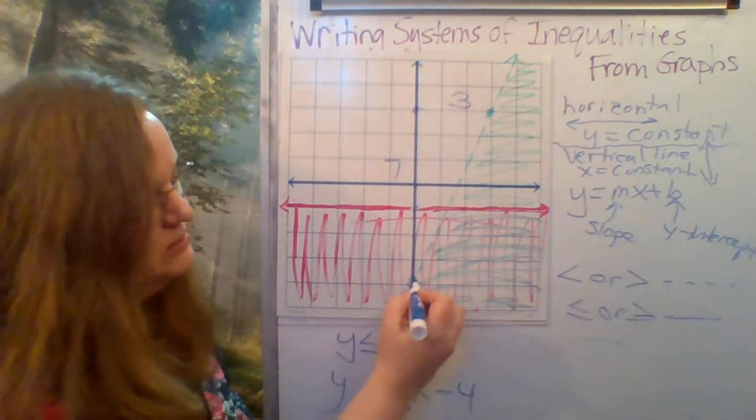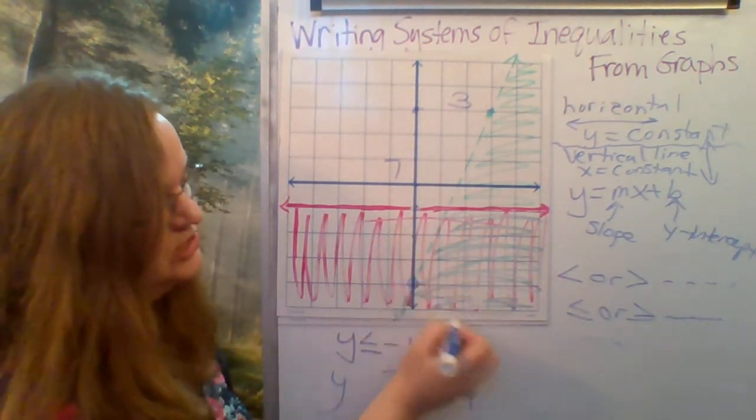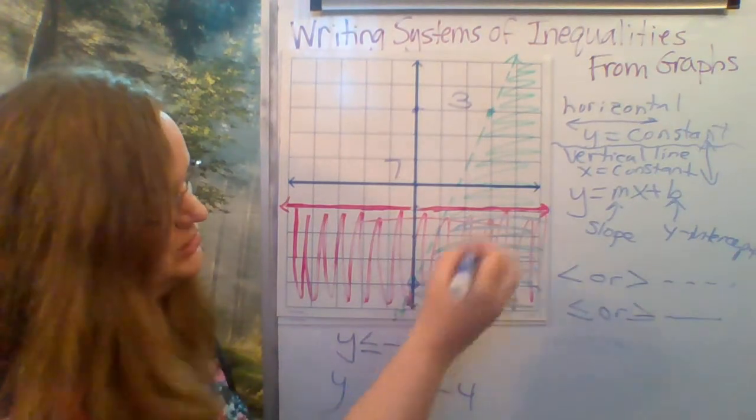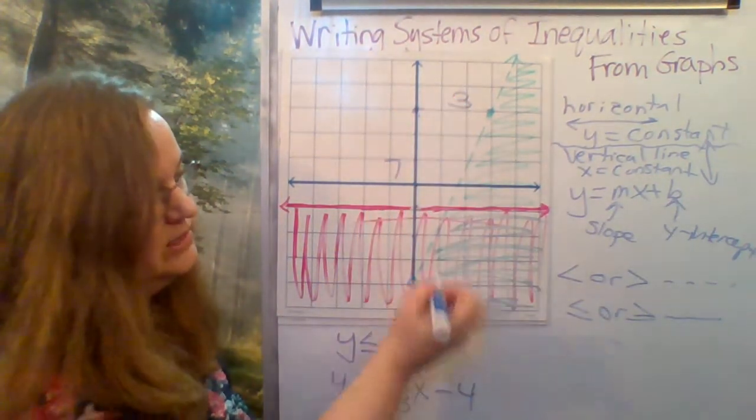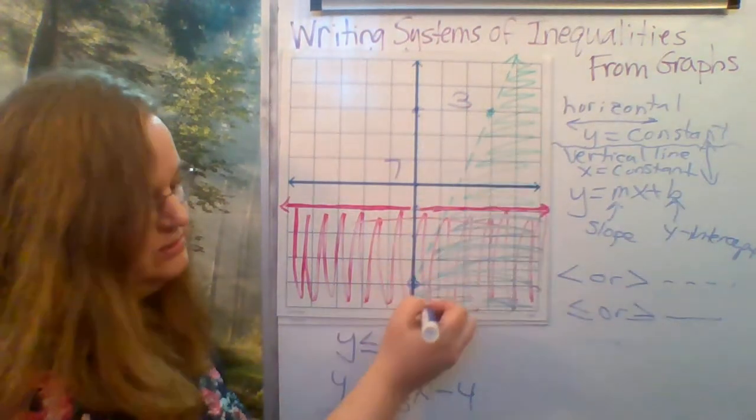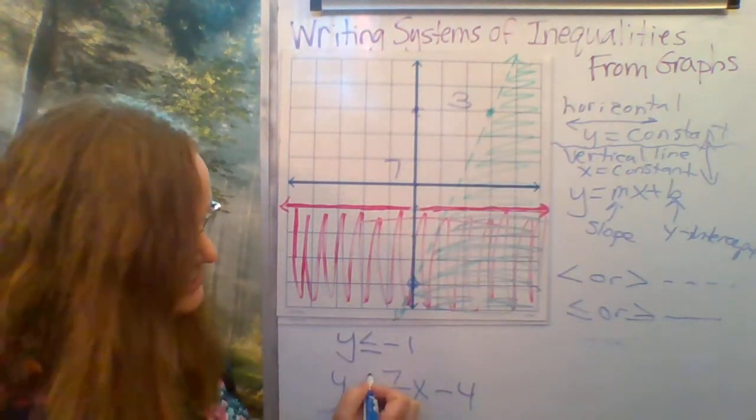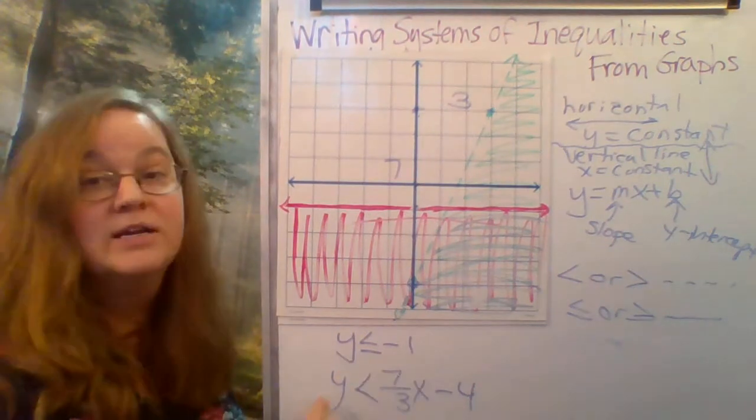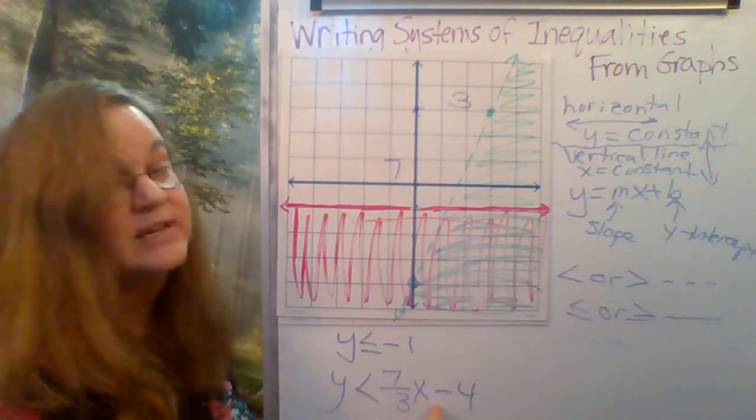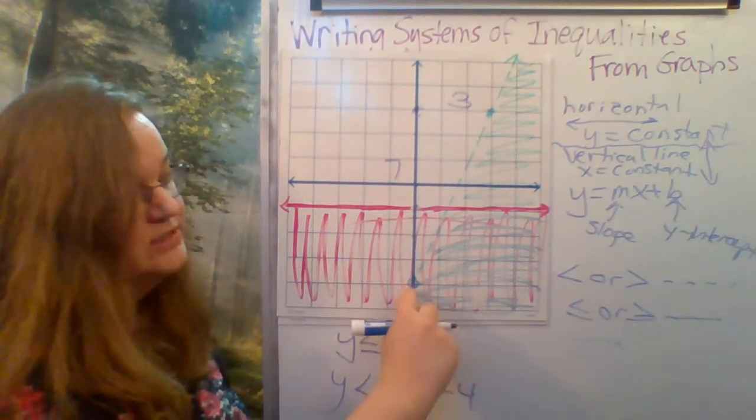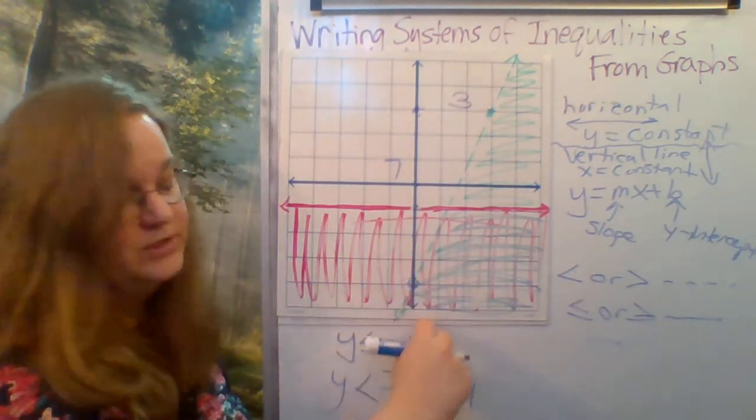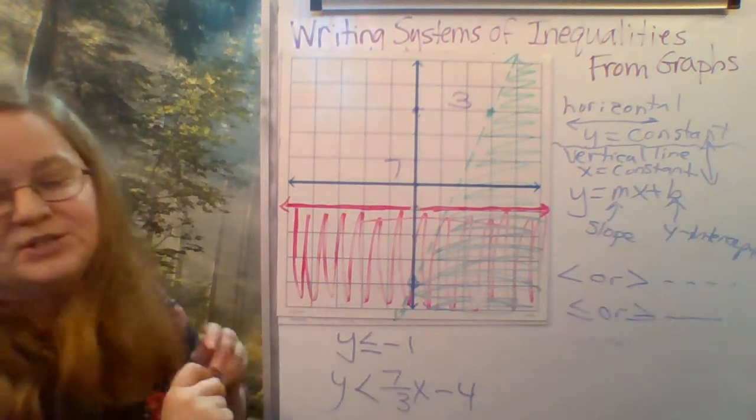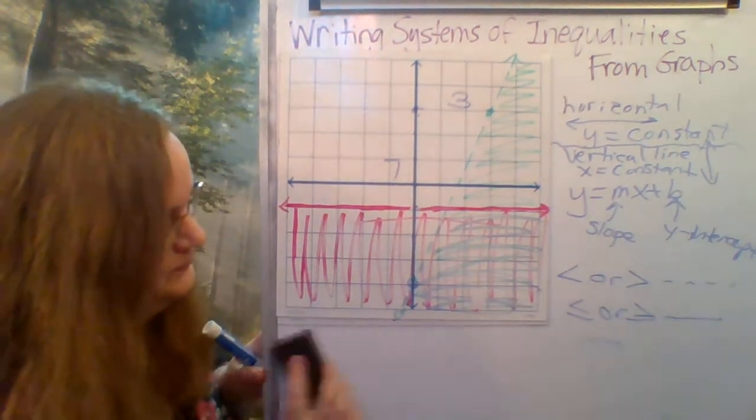So once again, I go to my y-intercept. The shaded green portion, is that above the line or below the line? Well, it's all shaded below, so therefore it is less than. So y is less than 7/3 x minus 4. Again, using the y-intercept as your reference point, you can tell whether it goes above or it goes below. Okay, let's look at one more example.